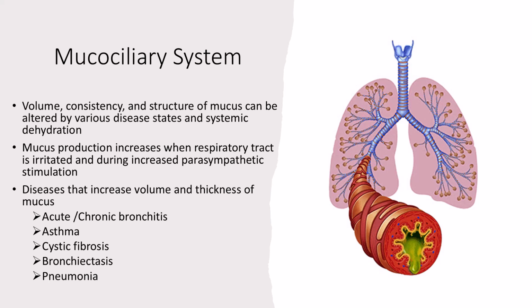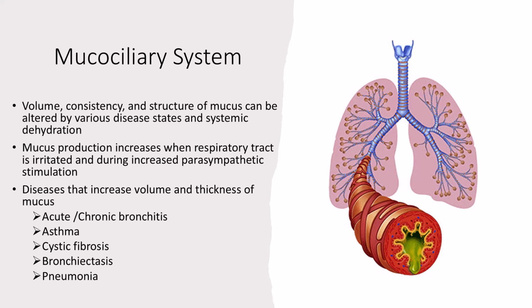So let us summarize the effects on the mucociliary system. Acute or chronic bronchitis results in hypersecretion of mucus, ciliary dysfunction, and impaired clearance. In asthma, mucus hypersecretion, inflammation, and impaired ciliary function occur during attacks. And in cystic fibrosis, thick, sticky mucus overwhelms the mucociliary escalator, leading to chronic infections.